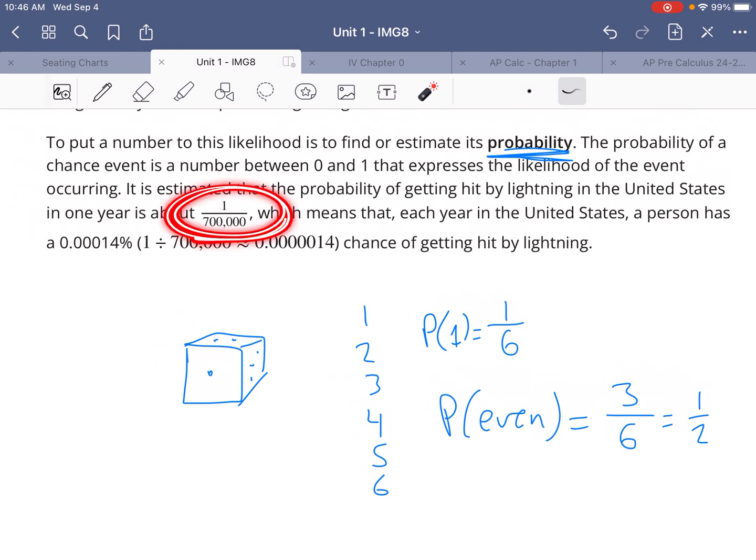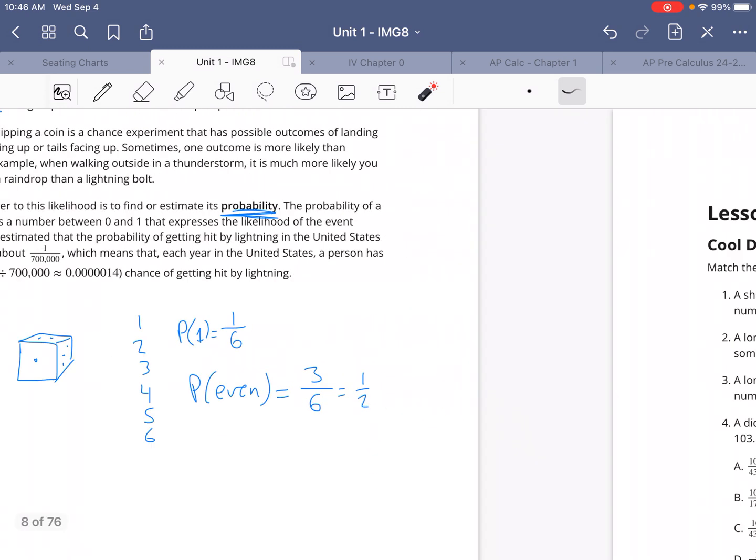So in this case, talking about getting struck by lightning, out of 700,000 people that could be struck by lightning, only one of them will actually get struck. So we have one person, one outcome that gives us the result we're looking for, getting struck by lightning, divided by the 700,000 total people in our sample space.